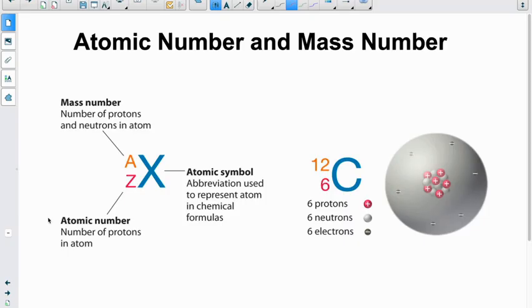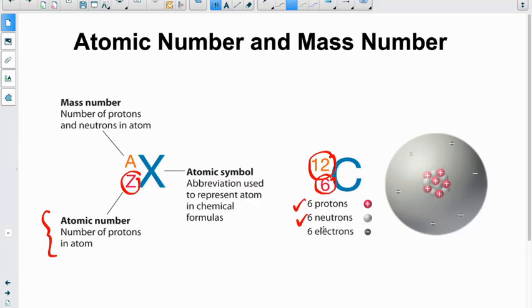Atomic number is the number of protons inside the atom, and that is typically written on the left-hand side of the symbol. So here's an example right here. Carbon has an atomic number of 6, which tells me that it has 6 protons. The mass number, represented by the letter A here, is the number of protons and neutrons. When we are looking at an element, the mass number is typically written on the top left-hand corner. And in this case, since that's protons and neutrons, I know that carbon has 6 neutrons.